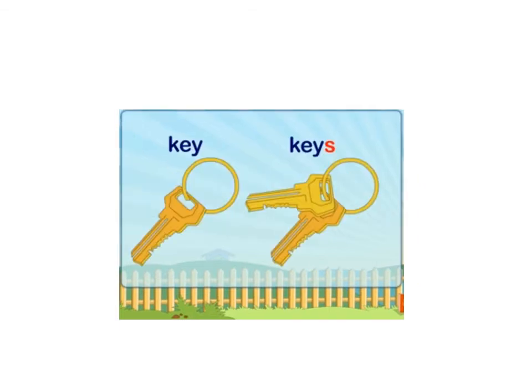See the example. Here the word ends with y, yes, which is preceded by a vowel, that is e. So to make it in a plural form, I am just going to write s and the answer will be keys.